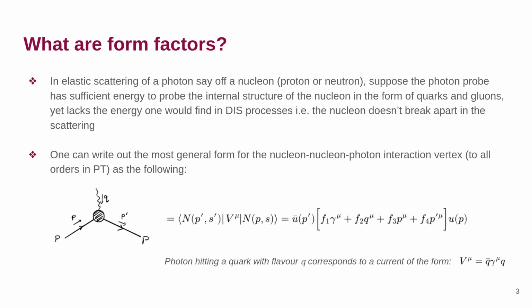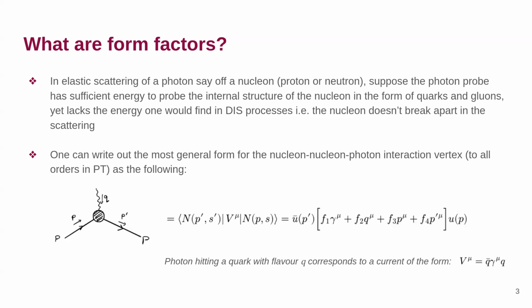So to start, what are form factors? We could imagine, say, an elastic scattering process where we have a photon, for example, which scatters off a nucleon, say a proton or neutron. We're supposing that that photon has enough energy that it can resolve the internal structure of the nucleon in the form of quarks and gluons, or we might call them partons. But it lacks the energy that we find in, say, a deep inelastic scattering process. So the proton isn't being smashed up into many pieces in this scattering. This is just elastic scattering.